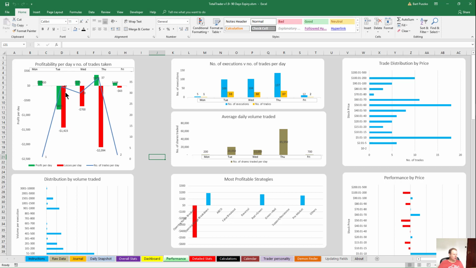Then Tuesday, as you can see, so the green bars represent how much you make. Is that right?